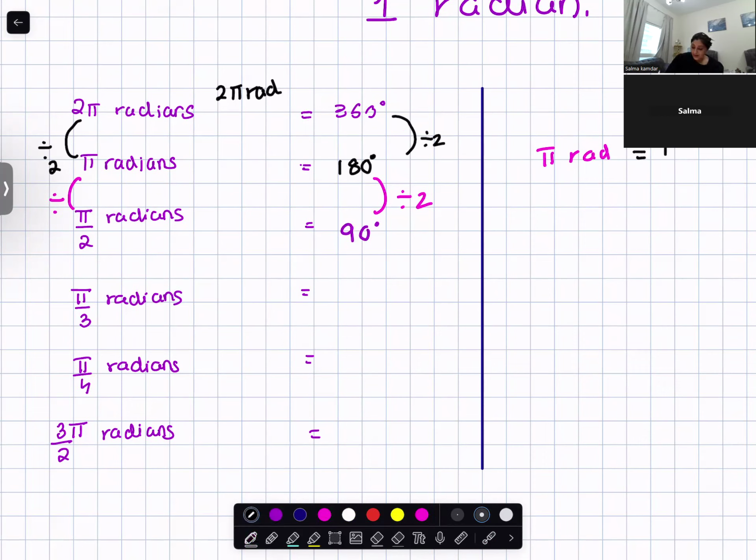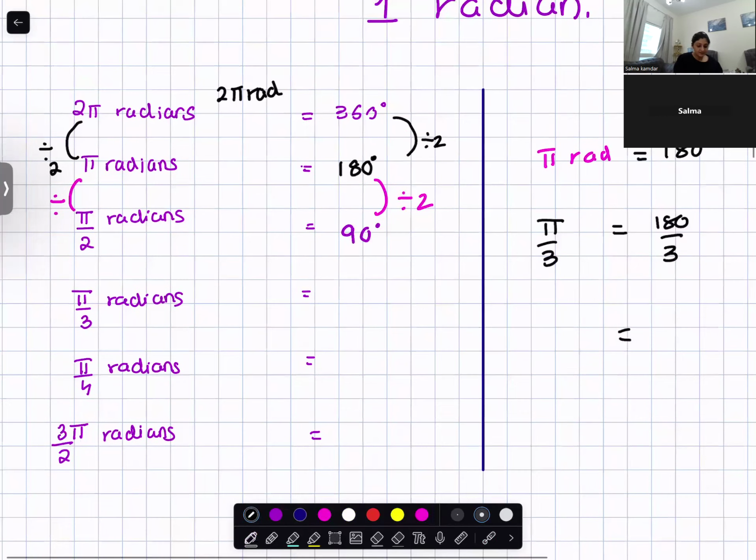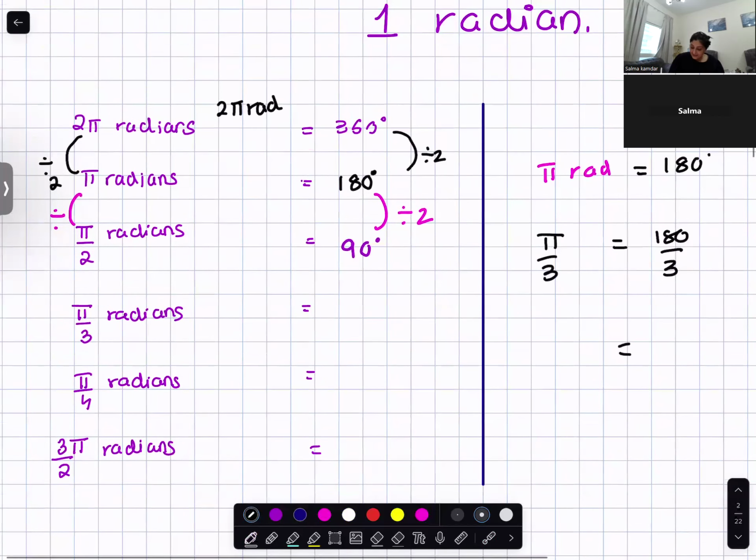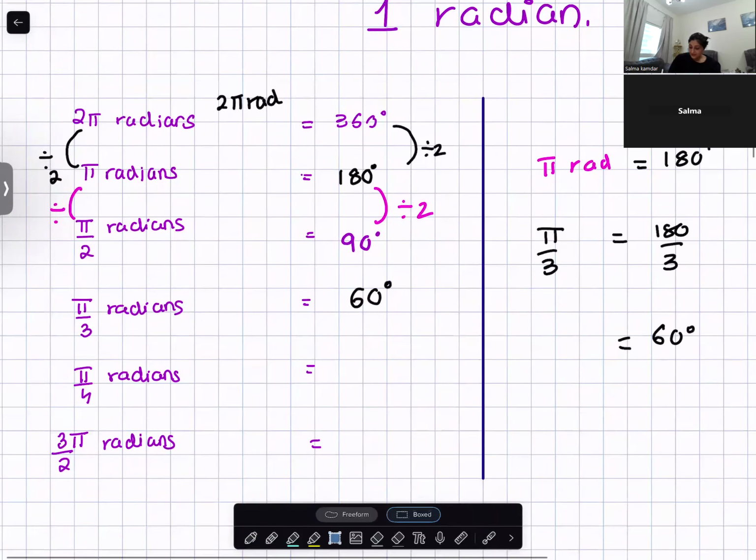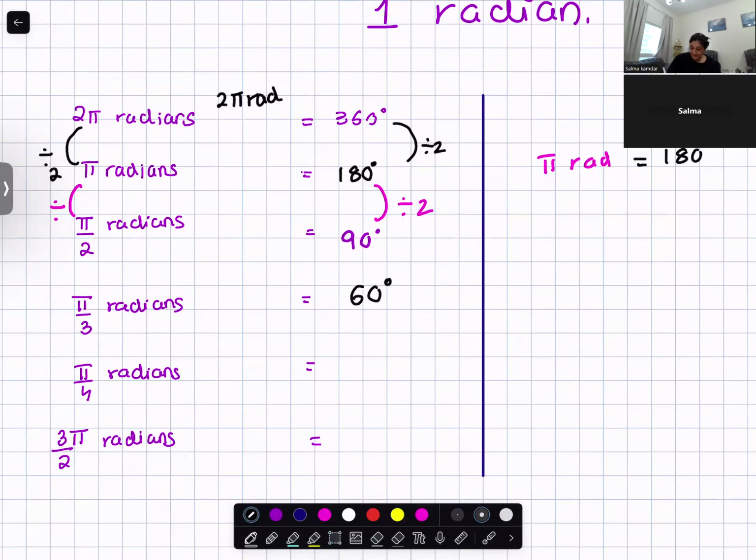Pi rad is 180 degree. So pi by 3 rad is going to be 180 divided by 3. So it's going to be nothing but 60 degrees. Pi rad is 180 degree. So what is pi by 4 rad? Pi by 4 rad would be 180 divided by 4. So it's going to be 45 degrees.